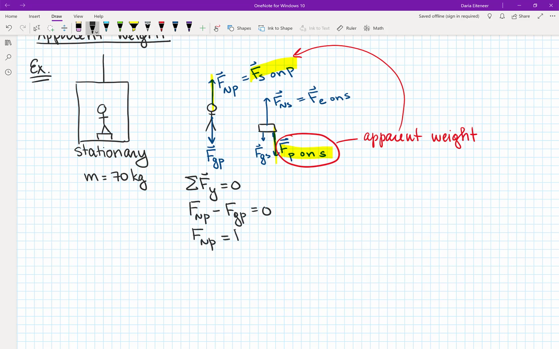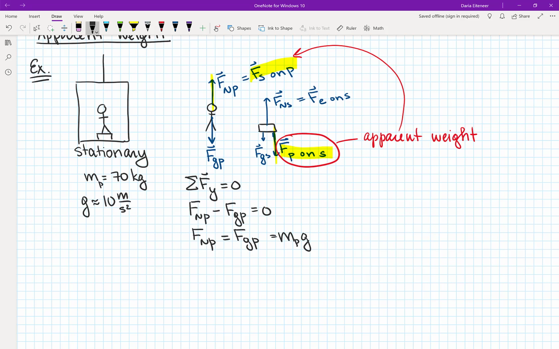FNP equals FGP. All right. Now remember that FGP is mass of the person times g. I'm going to just assume that g is approximately 10 meters per second squared. Good enough for what we're doing right now. If we were doing precise calculations, we probably wouldn't want to do that, and that's fine.